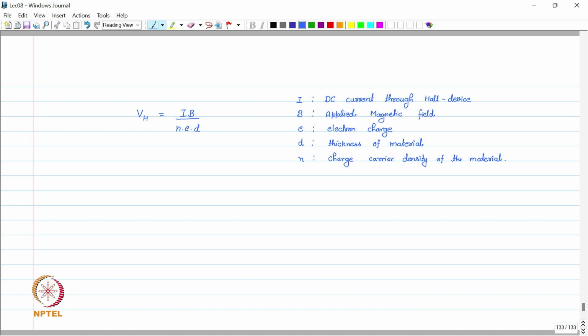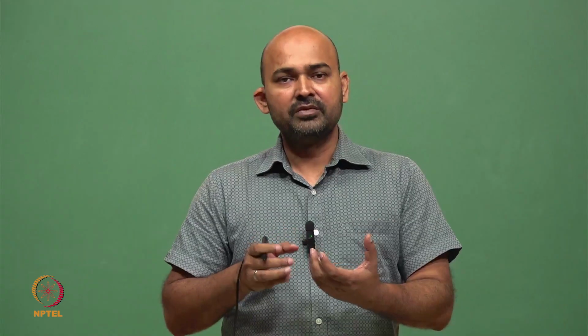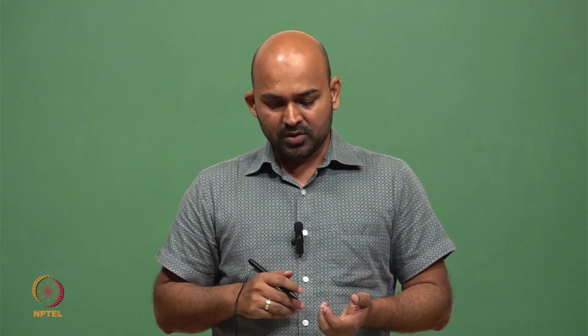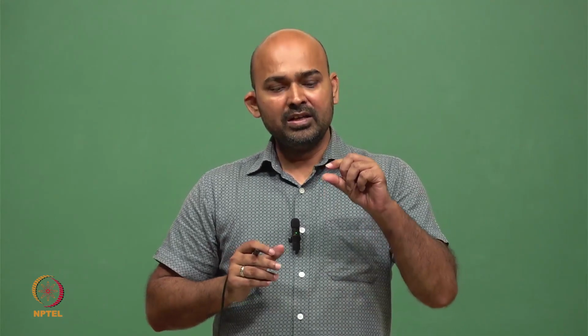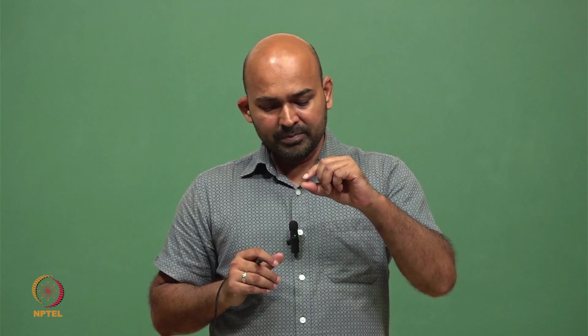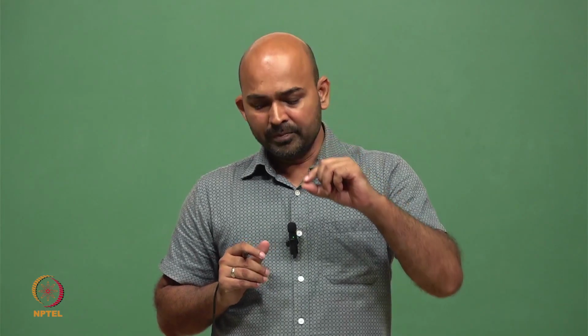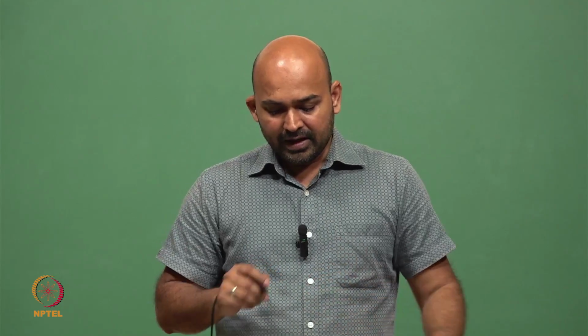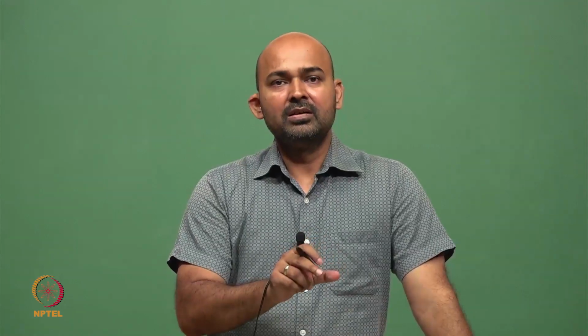I is the DC current which is flowing into the semiconductor, which we can measure very easily using some ammeter. So all these parameters are something which we can measure very easily in a setup. B is the applied magnetic field. E is the electronic charge, which is a universal constant. D is the thickness of material, how thick the semiconductor material is, and for precise applications, precise measurement, we try to keep this D very small, a very small thickness, and N is the charge carrier density of the material. So this is the output voltage generated by this Hall sensor.